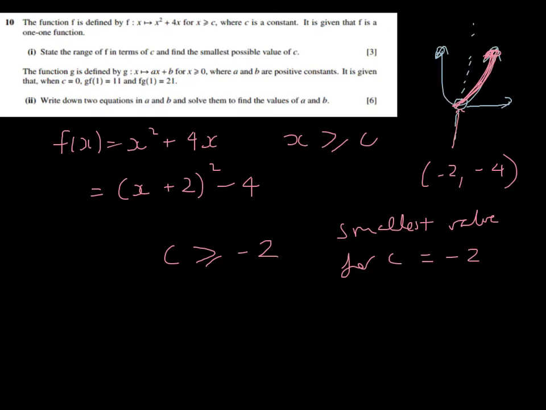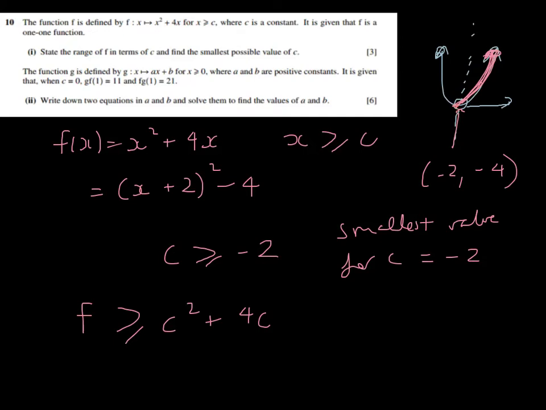We go back and it says state the range of f in terms of c. So in this case, all that's asking you to write is that the range is going to be greater than or equal to c squared plus 4c. So all I've done is taken the original equation and replaced the x's with c. So you think, oh, why does that work? Well, if we go back to this vertex here, if c was -2, to find out what the y value is at that point, you would just put it into the equation, work that out, and that would give you your y value.